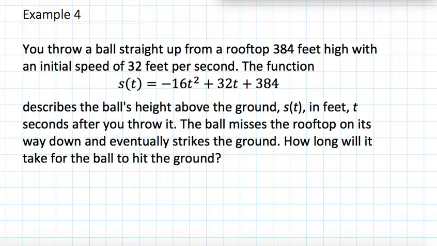The function s of t equals negative 16t squared plus 32t plus 384 describes the ball's height above the ground. s of t is the height above the ground, in feet, t seconds after you throw it. The ball misses the rooftop on its way down and eventually strikes the ground. How long will it take for the ball to hit the ground?